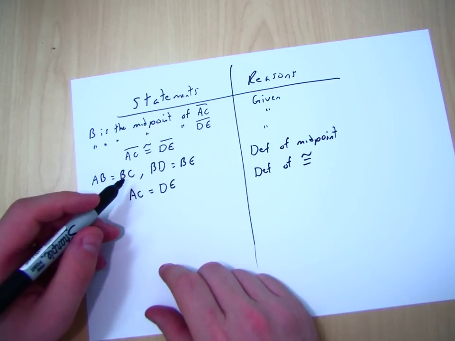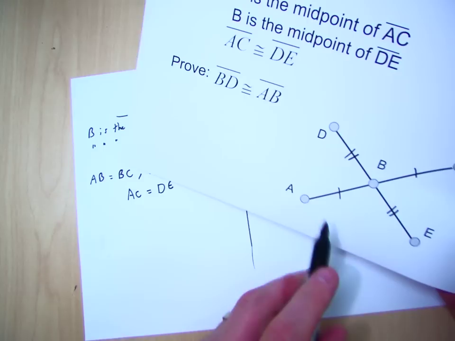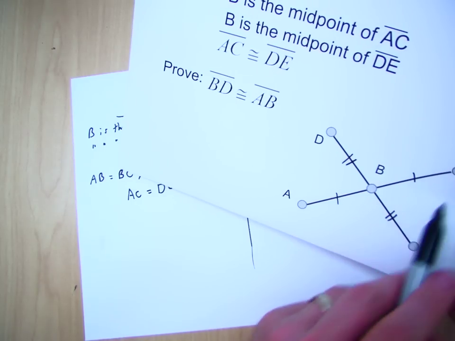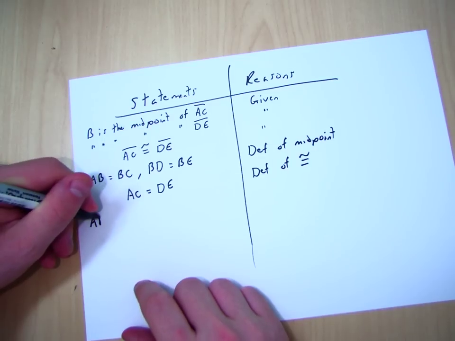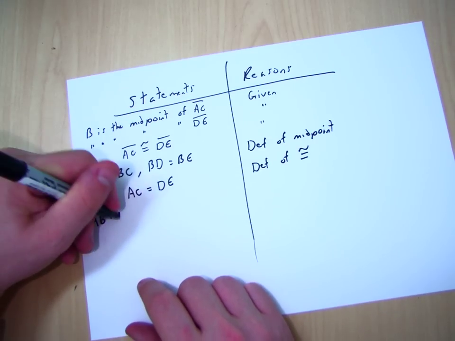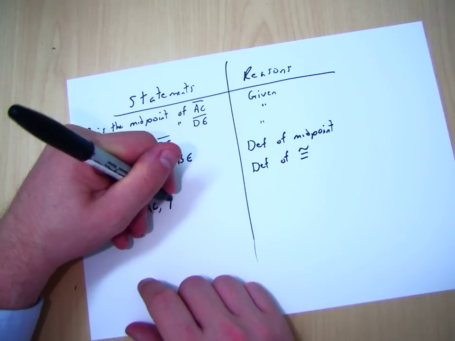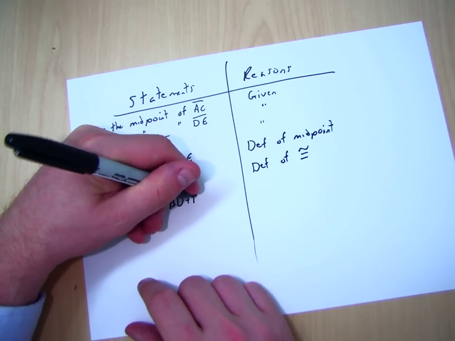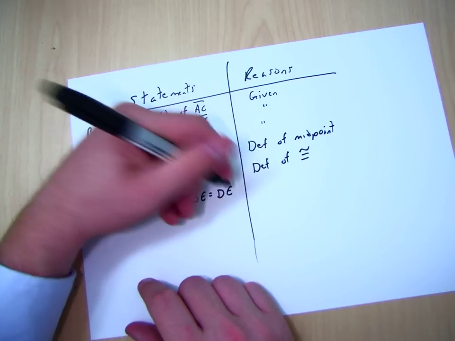Now I'm going to relate some things together, and so I want to find out some things. So I'm going to use my segment addition postulate. I'm going to say that AB plus BC is equal to this whole segment. Let's write that all out. And so I'm going to get here that AB plus BC is equal to AC. Similarly, I'm going to write that BD plus BE is equal to DE.